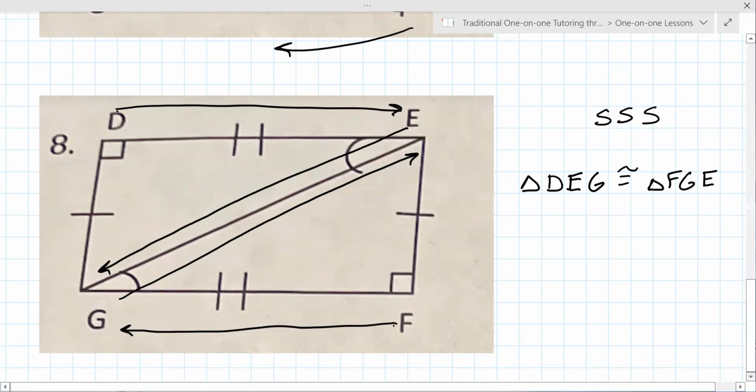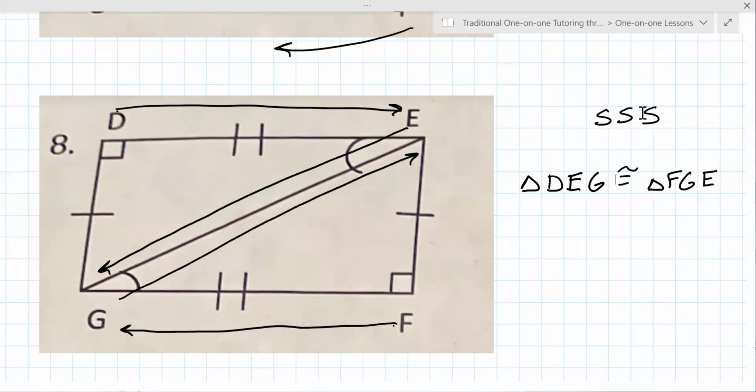All right. Okay, so before we can jump to question 9, I have to write that down. Yeah, this is all you need to write down for number 8. And we have to write the reasoning. Your reasoning is side, side, side, SSS. All right. Let me write that down. Okay. Got it down.